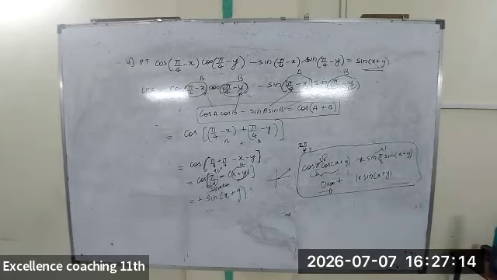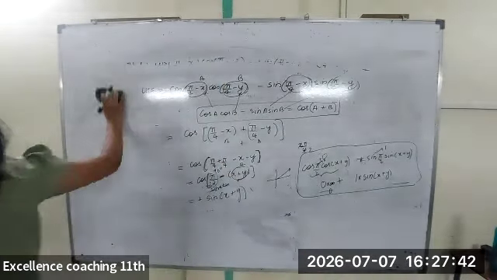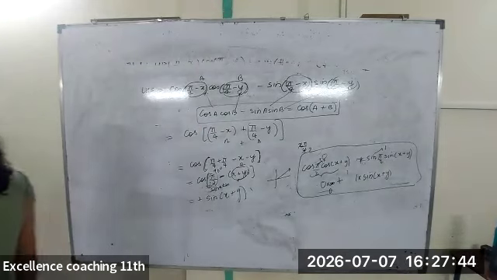Now try the fifth one. Take the left hand side. Which formula will I have to apply? Tan of A plus B in the numerator, and tan of A minus B in the denominator. Take the left hand side and start solving. Right, tan of pi by 4 will be 1.